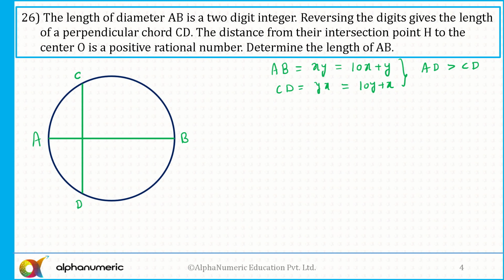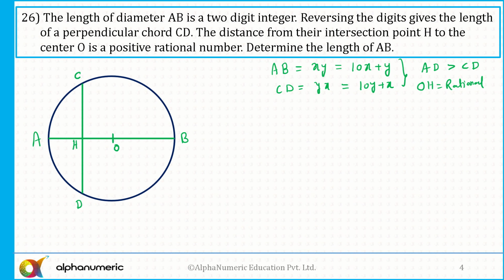Now, another thing which is again important here: it says the distance from their intersection point H to the center O. So this is the H here, and then there is a center O. So the length of OH is a rational number. Okay, OH is a rational number. So determine the length of AB. So I need to find out the length of AB. Another condition given here is that OH is a rational number. So this question is actually a mixture of geometry and the application of numbers also.